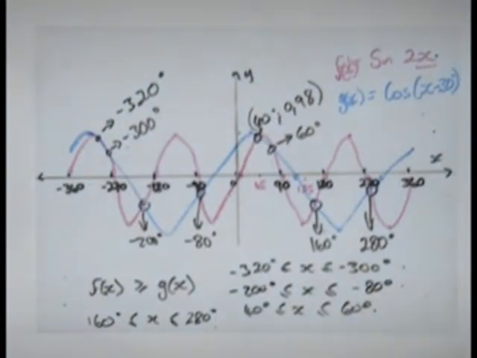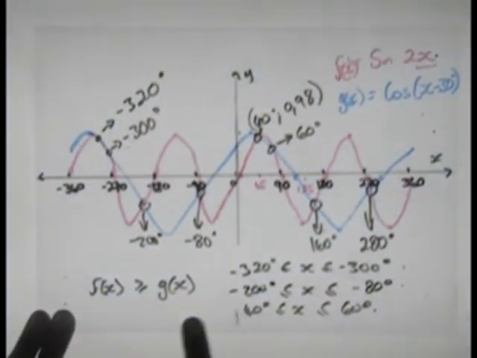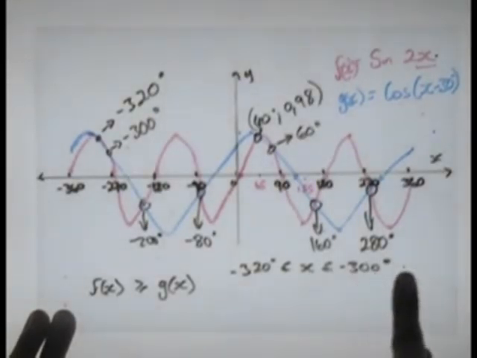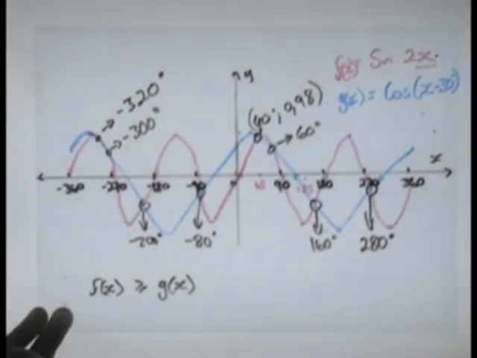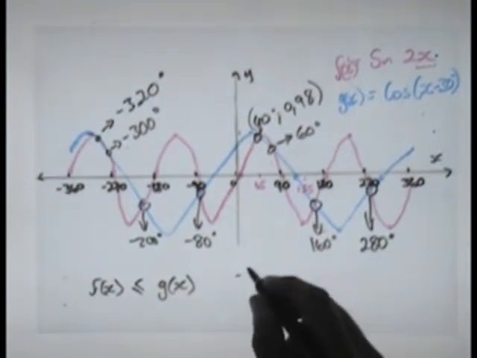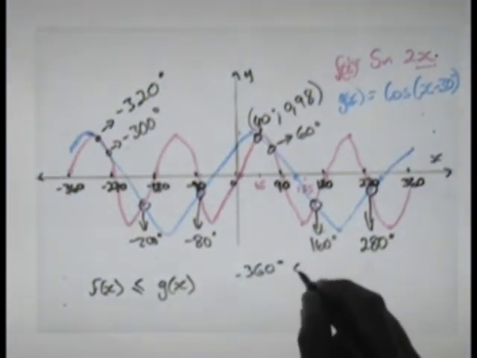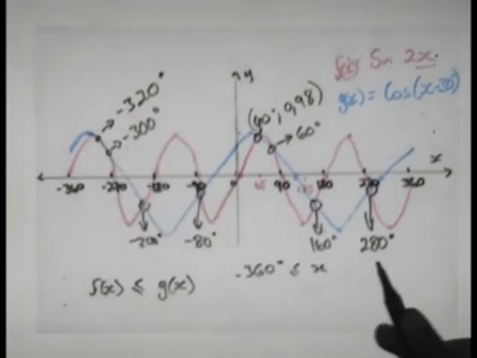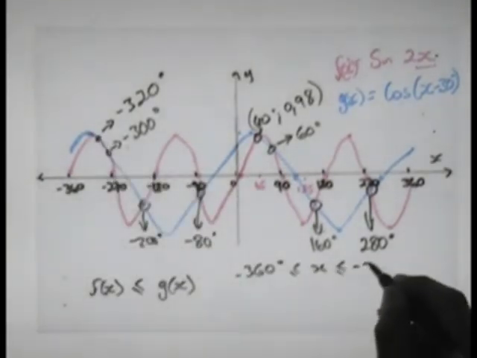The next bit I asked you was, when is f of x less than or equal to g of x? Less than or equal to g of x means when is the red graph falling below the blue graph? When is f of x falling below g of x? That's going to start at negative 360 degrees and it's going to end at negative 320 degrees.